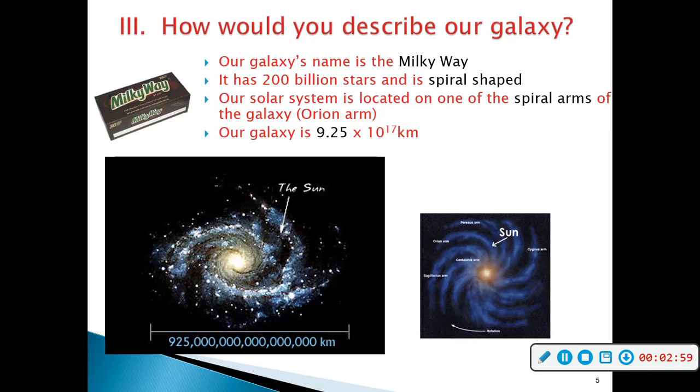Our galaxy, just so you realize, is 9.25 times 10 to the 17 kilometers. Here it is written out. That's 925 quadrillion kilometers. That's enormous. Space is so large, that's why we can't travel very far in space at all.